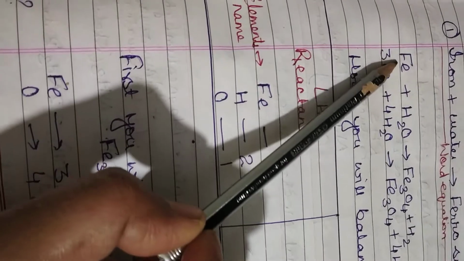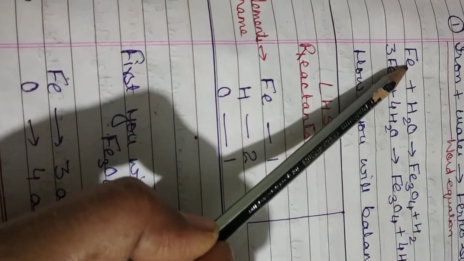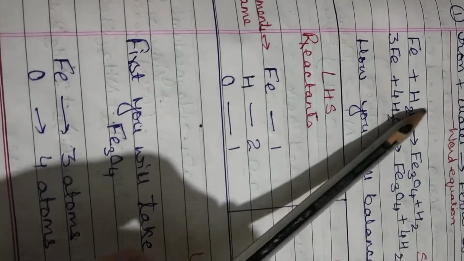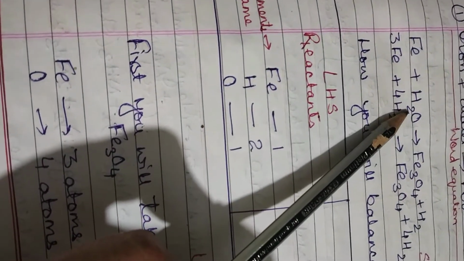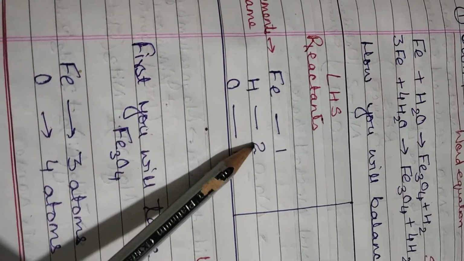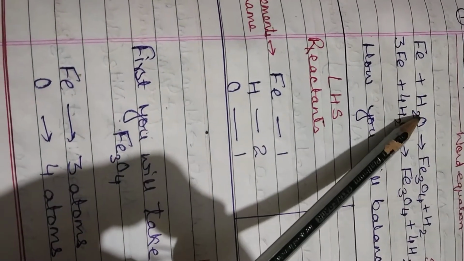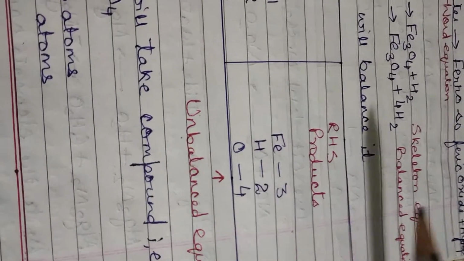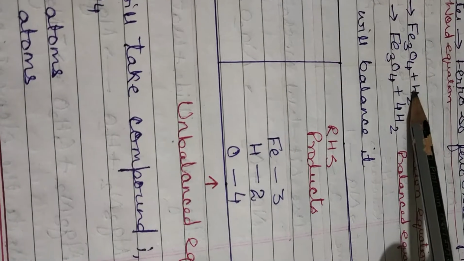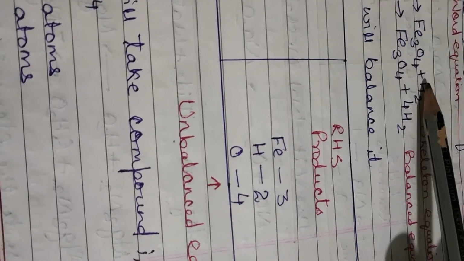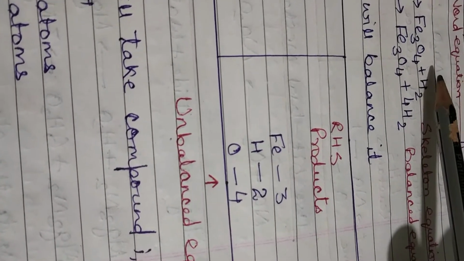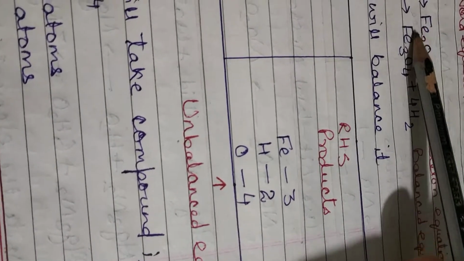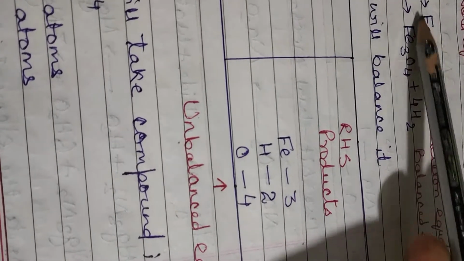Students, you will see here iron has only 1 atom, so we write 1 atom, and hydrogen has 2 atoms, so we write hydrogen 2 atoms. Oxygen has 1 atom. Now come to the right hand side, this one is your product. When two substances combine together, they give rise to a new product, and that is called the product of the chemical equation.